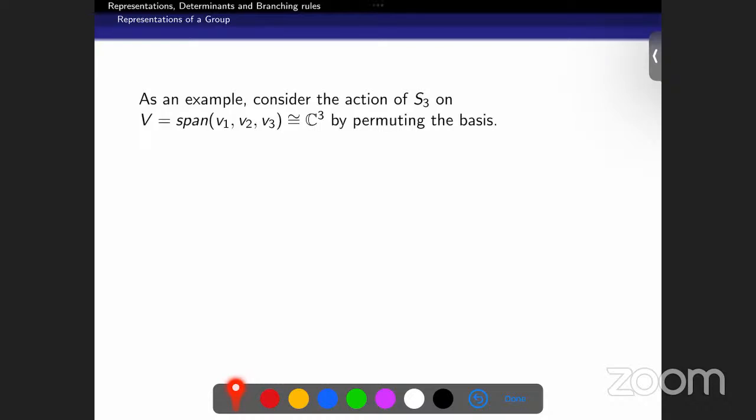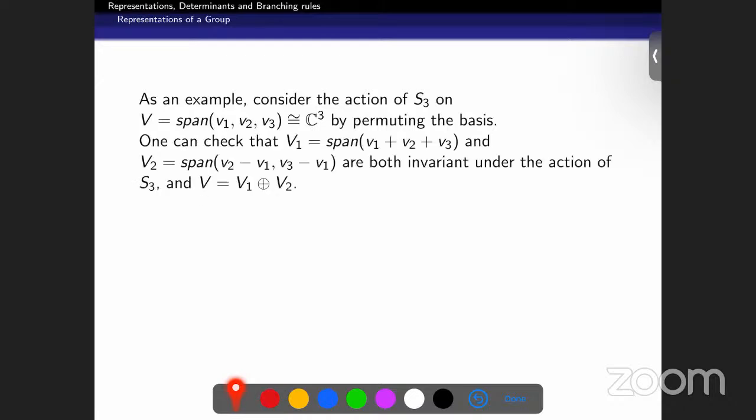So let's come back to the action of Sn. Here we are limiting ourselves to the action of S3. And we'll see this action of S3 on this three-dimensional vector space spanned by V1, V2, V3. The action is via permutation of the basis. Now, one can work this out for any general Sn as well, but I'm showing it here for S3 because it is the first non-trivial case.